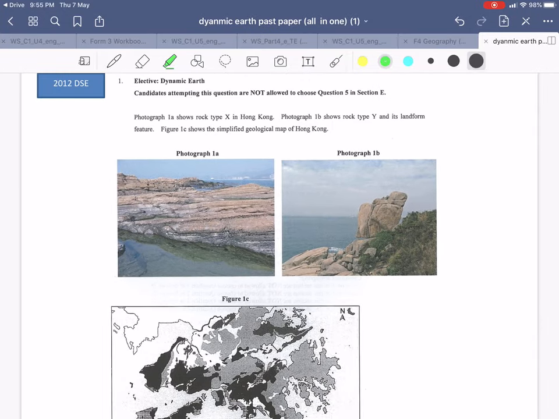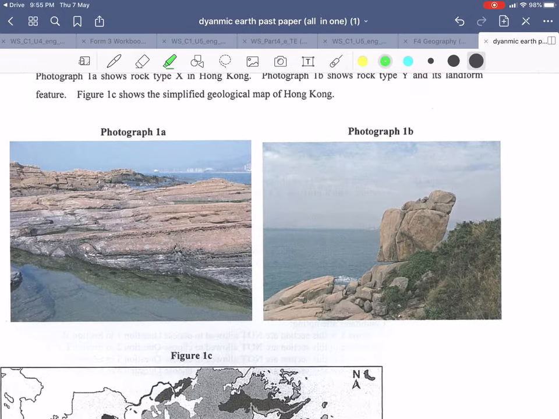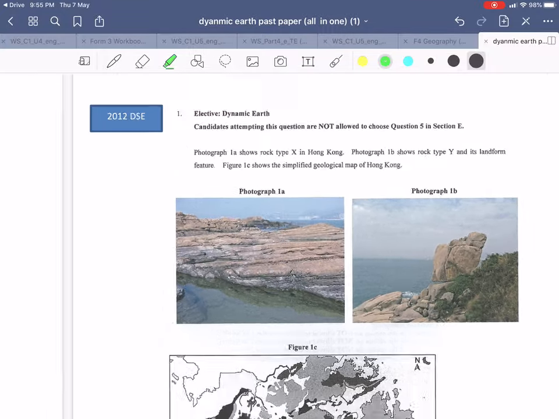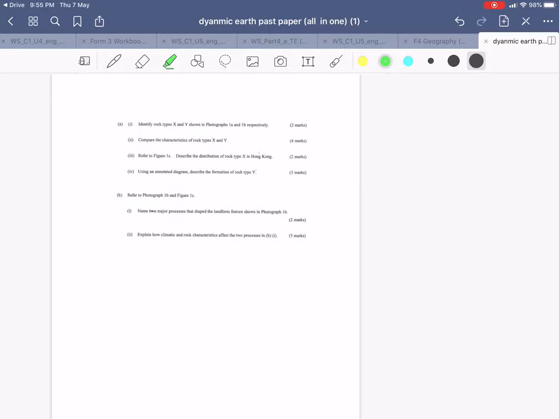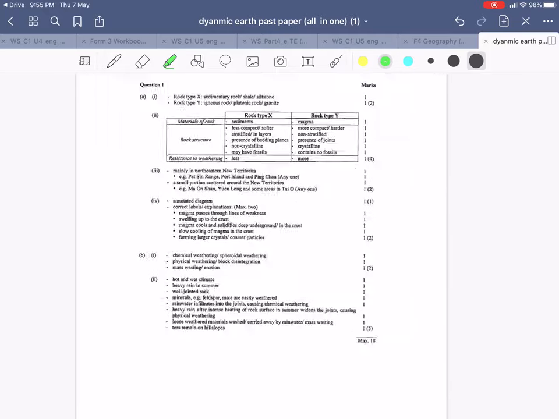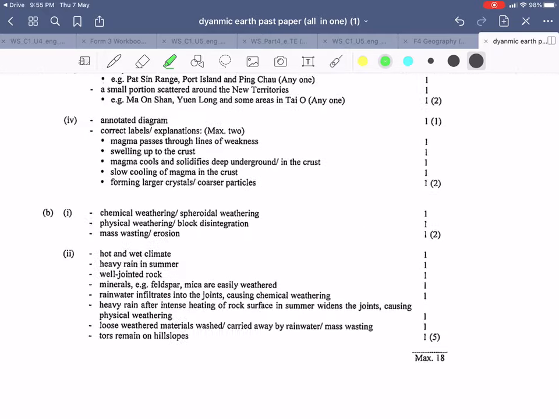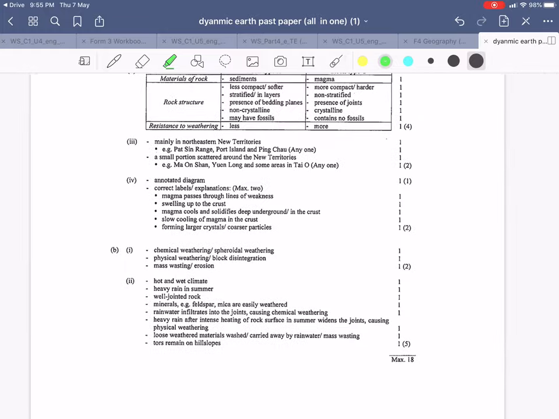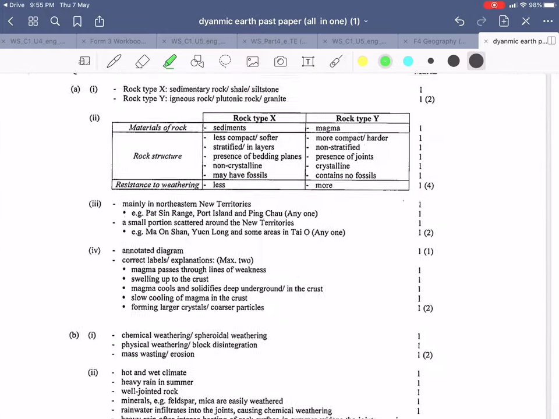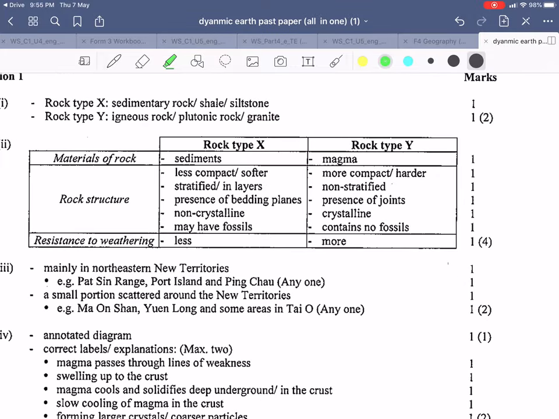This one is more popular nowadays. Giving you some rock samples, and I'm not going to go through every question with you, just like 2012. Please have a look by yourself, because it's also about landslide. Not landslide, weathering. But you can see the rock structure is always asked.